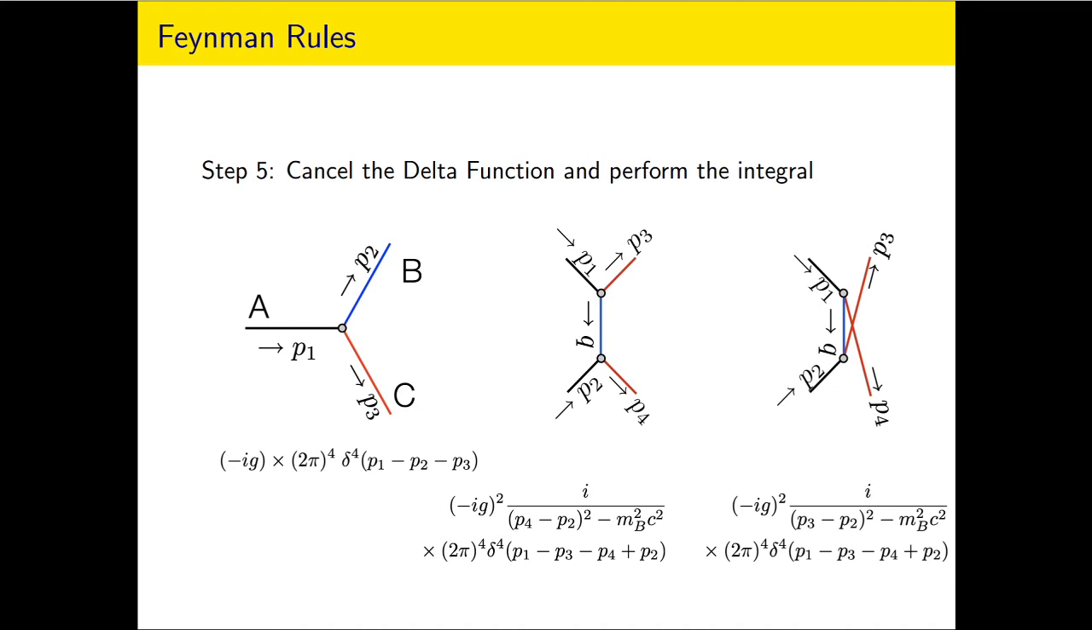Now we are performing the integral and also eliminating one of the delta terms. We had two delta^4 terms, right? So we are removing one delta^4 term and performing the integral, and we get this beautiful equation.